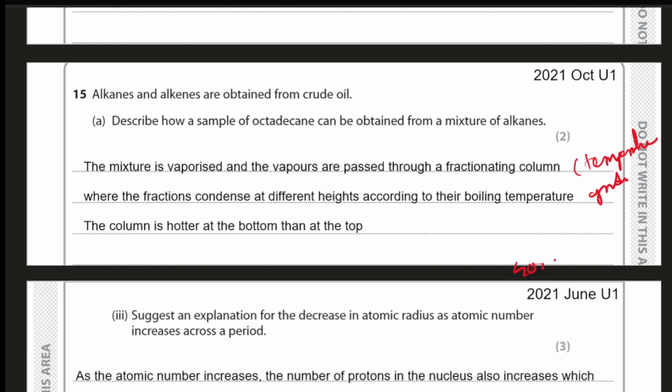with 400 degrees Celsius at the bottom while 40 degrees Celsius at the top. So the fractions are going to condense at different heights according to their boiling temperature. By fractions, we basically mean the different chains of hydrocarbons which are present in the crude oil. And obviously, due to this temperature gradient, the column will be hotter at the bottom and cooler at the top.